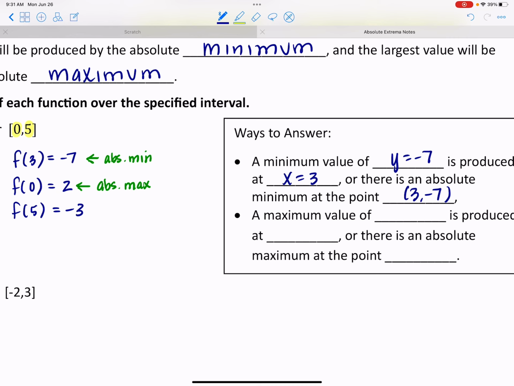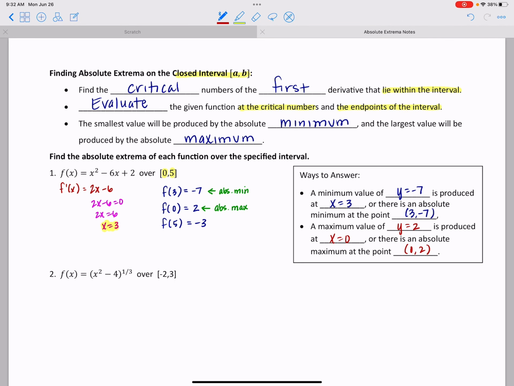I was going to say I got the max and mins mixed up, but I did not. So then we could say we have a maximum value of y equals 2, and that happens at an x value of 0, where we can say there's an absolute maximum point at 0, 2. Okay, so there's the algebra involved, which is pretty easy for this one.